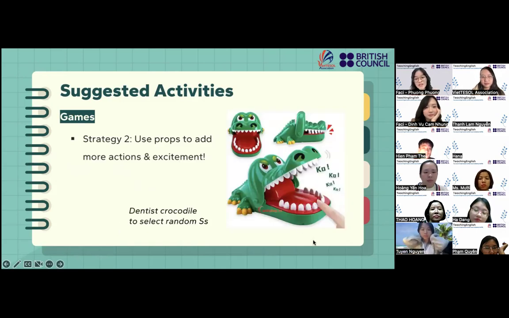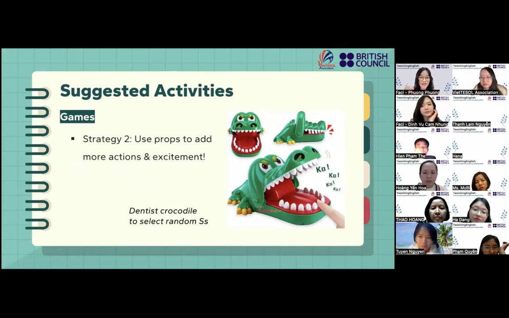Or you can have different toys to be used as a random selector, like this dentist crocodile. You push on the teeth, then the unlucky student will get snapped, and then that student will need to answer some question, for example.